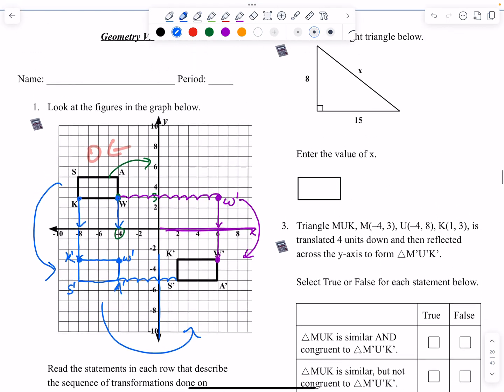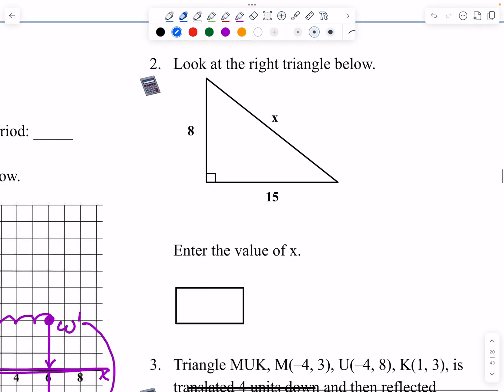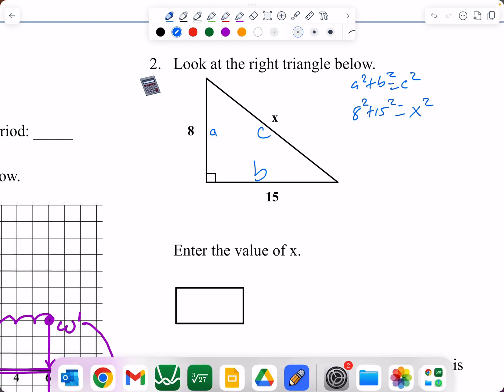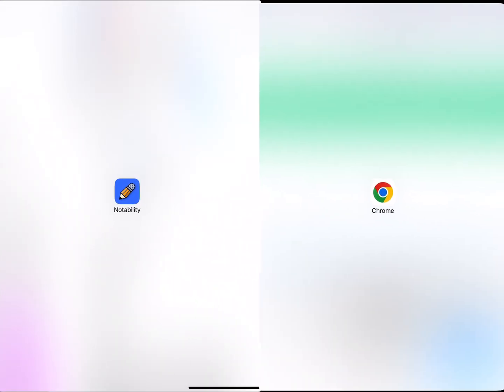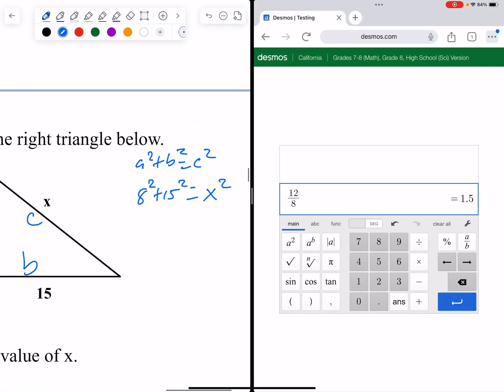Next one, look at the triangle below, enter the value of x. Like I said earlier, I got a squared plus b squared equals c squared. So 8 squared plus 15 squared equals x squared, and then calculator time, so let's bust that handy thing out. What do I have here? I have 8 squared plus 15 squared, and that gives me 289 equals x squared.